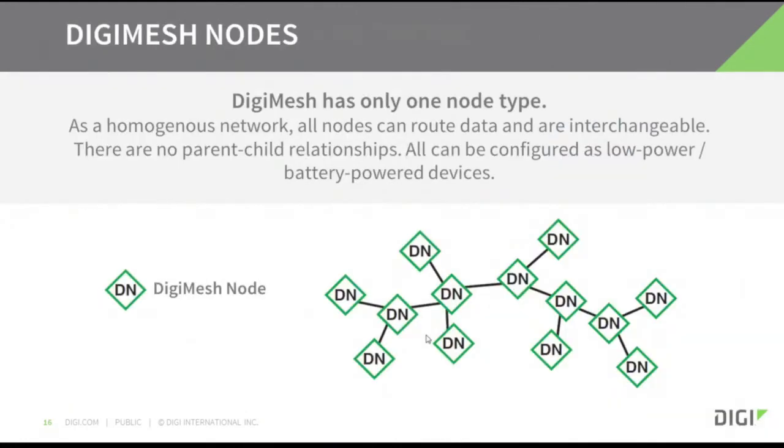DIGIMESH, on the other hand, only has one type of node. The DIGIMESH nodes are all interchangeable. There are no parent-child relationships to worry about, so the deployment strategy tends to be much simpler. All of the devices can be low-power, battery-powered devices as well. We're going to talk a little more about that when we get into the sleeping modes.